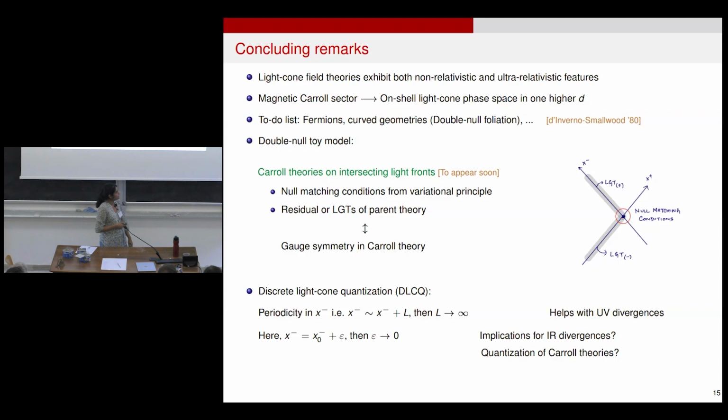For instance, if I look at Carroll theories on intersecting light fronts, let's say I set up a Carroll field theory here and another one here. Just from the variational principle for the full system, we would need to have some matching conditions on the solutions here. We can also describe large gauge transformations or residual transformations of the symmetries of the parent theory in terms of gauge symmetries of the Carroll theories on these intersecting light fronts and so on.